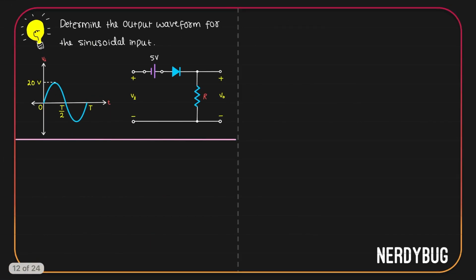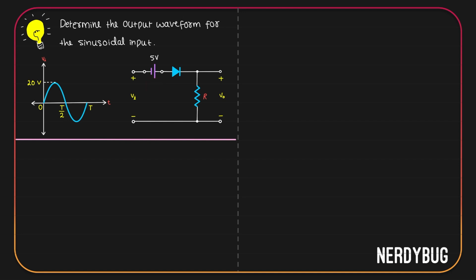Let us solve a problem now. Determine the output waveform of the sinusoidal input. Input is sinusoidal, its peak value is 20 volt. I can see the circuit is a half wave rectifier that is modified by using a cell of 5 volt. Since the diode is in this direction, the negative part will be clipped. So what we have is a negative clipper that is biased by a 5 volt cell.